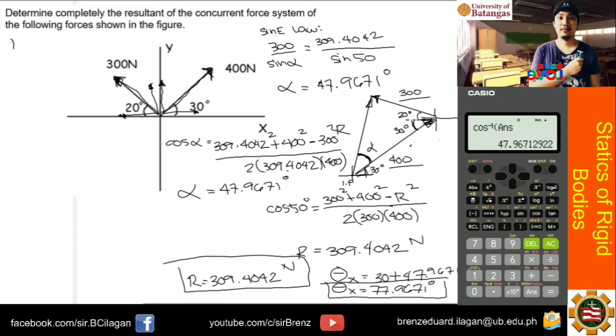Okay? So again, from our equation in the analytical method, Rx, or the component of the resultant with respect to the x direction, is just equal to the summation of all forces going in the x direction, while Ry is just the summation of all forces going in the y direction. Let's start with Rx. We will assume that all forces to the right are positive. The sign convention is important here, guys. So what will be the value of Rx?